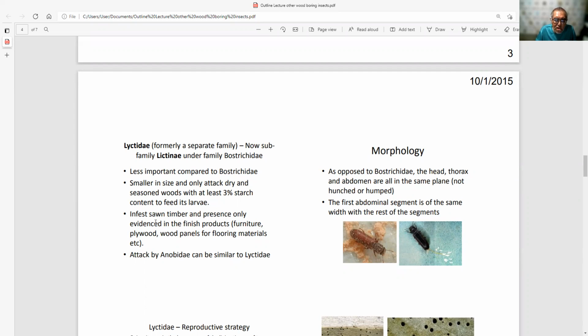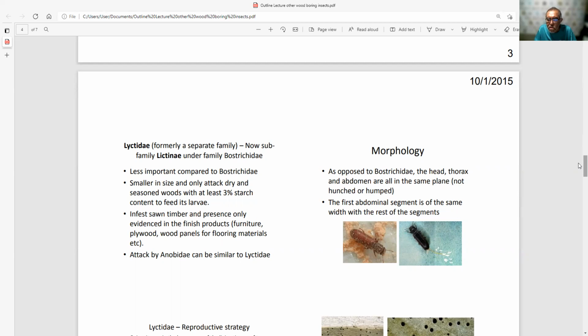In pest, sawn timber, the presence is only evidence in finished products: furniture, plywood, wood panels for flooring materials, etc. Attack by Anobiidae can be similar to Lictidae. These are the two families apart from Bostricidae.